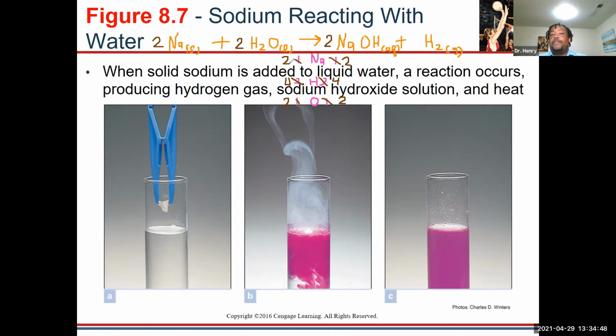Got to be able to balance equations. That's why we started at the very beginning. We're about what, 4 weeks, 3 weeks out? 3 weeks out before classes are over. So we got to make sure that we know how to balance equations.